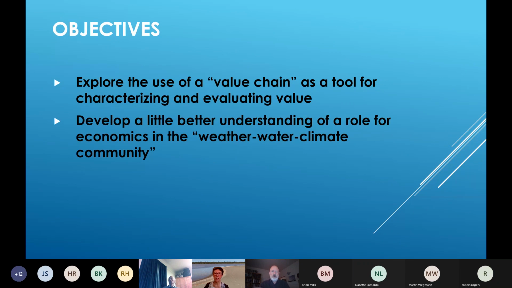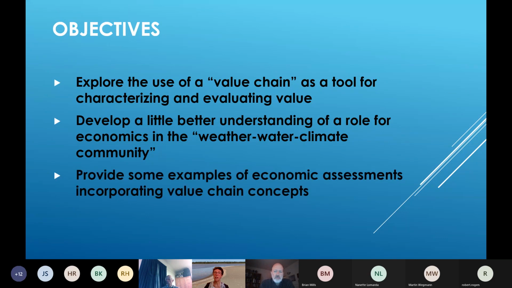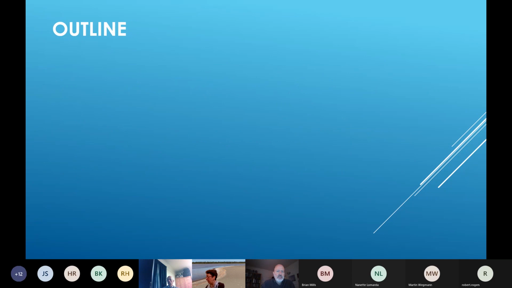Do a little bit about talking about economics, the role of economics in this for the weather, water, climate community, and provide a couple examples basically of my work where we've used value chain concepts. Not trying to say that my work is the best or the only work, but it's obviously the stuff I'm most familiar with, so I'll use some examples there and perhaps a few short ones elsewhere.